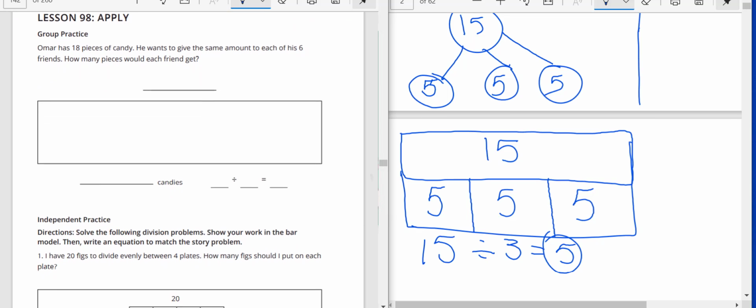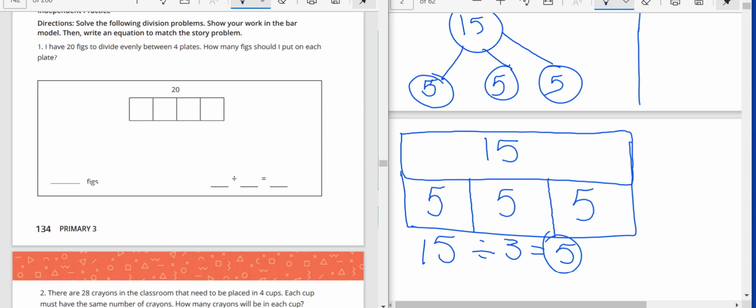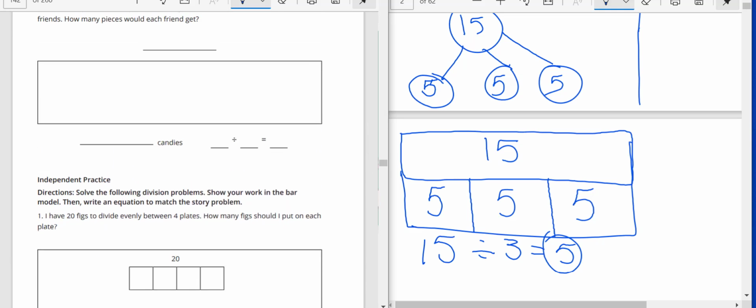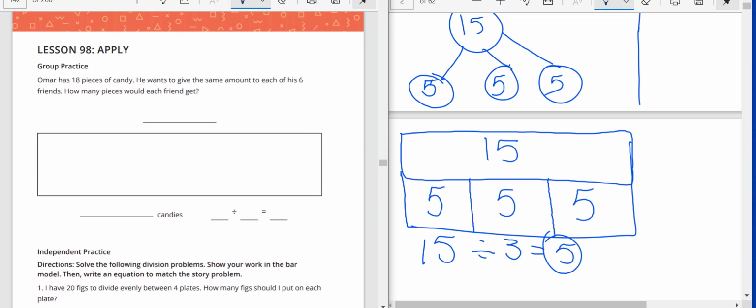Okay. Open your book, page number 134. Omar has 18 pieces of candy. This is the total number of candies. He wants to give the same amount to each of his 6 friends. Here, the number of groups. And this is the total number. So, how many pieces would each friend get?